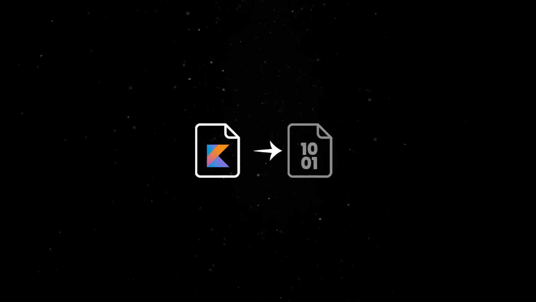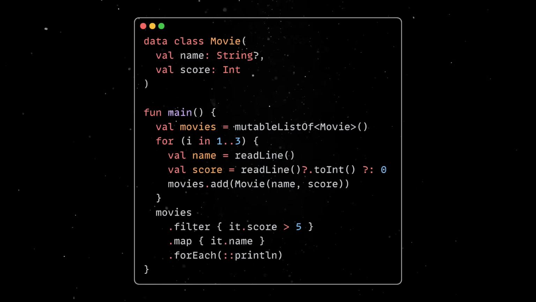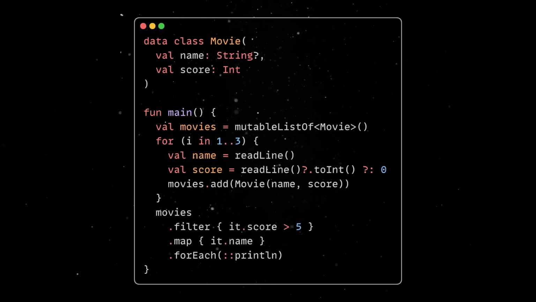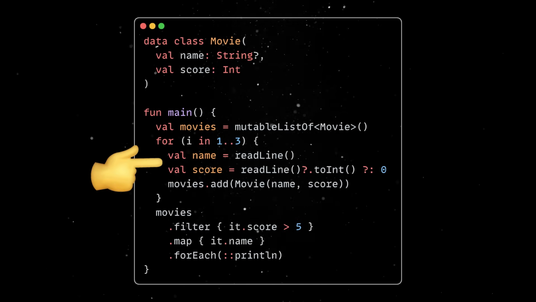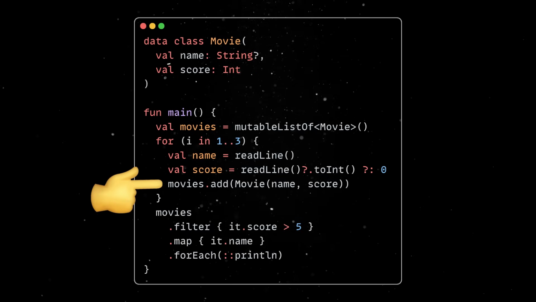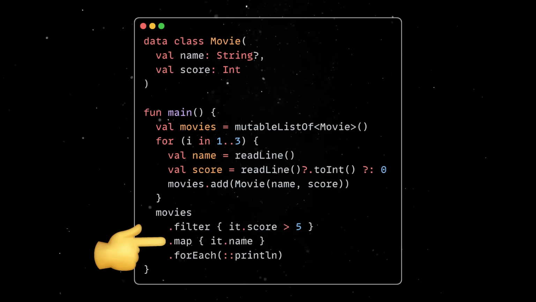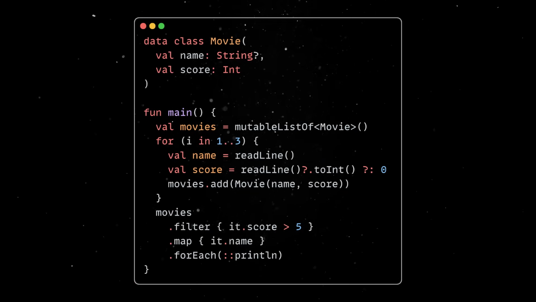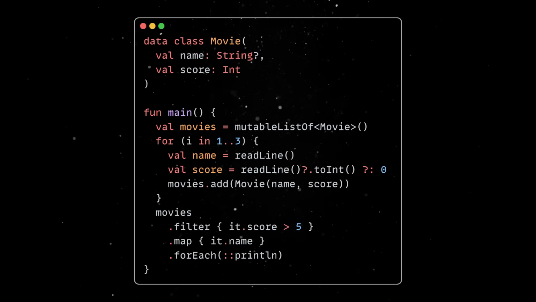Okay, now that we know how to compile and run Kotlin apps, let's go back to our file and write something a bit more interesting. The main function is the entry point into our program, and in here I am going to iterate over an inclusive range, initialize some movie objects from data entered in the terminal, and add all those objects to a list. Then we'll filter out movies with a score smaller than 5, map the list of movies to a list of names, and finally print each of those strings. While this code might not look like much, it actually uses a lot of the features that make Kotlin such a great language, so let's look at them in more detail.